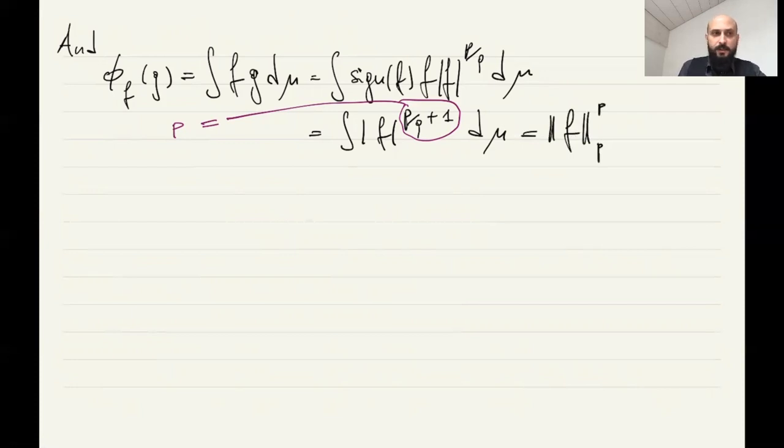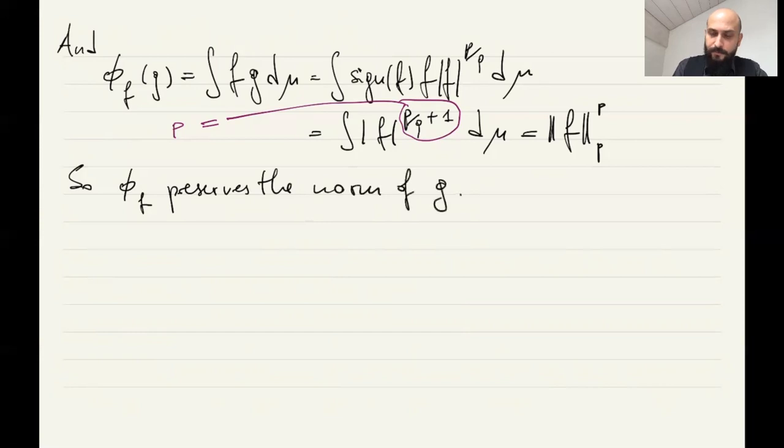So we see g does not decrease the norm. Phi does not decrease the norm of g. So phi f preserves the norm, so phi is an isometric embedding. Good. This was for the case of p different than 1 and infinity.